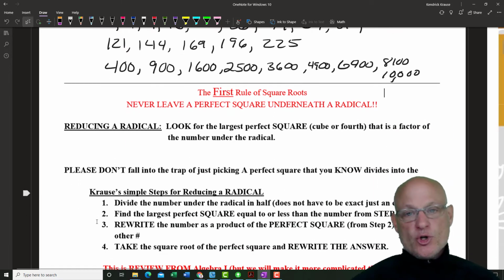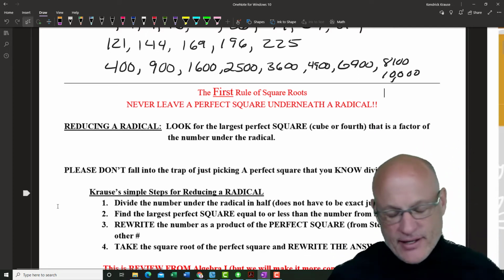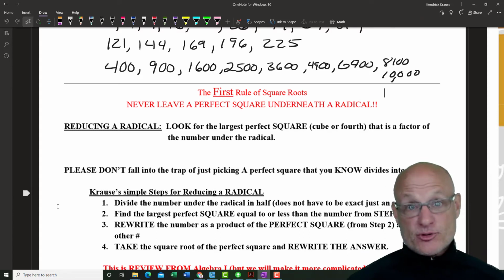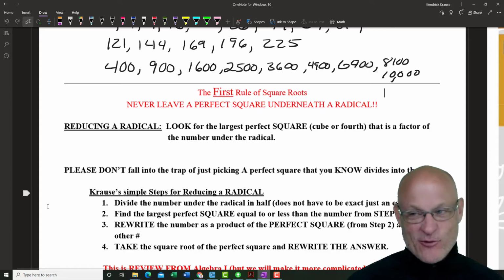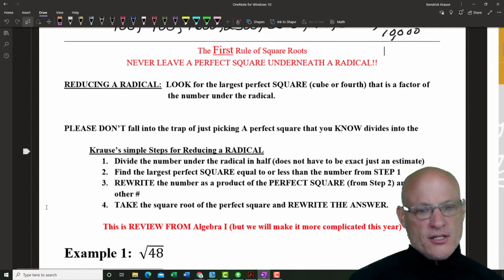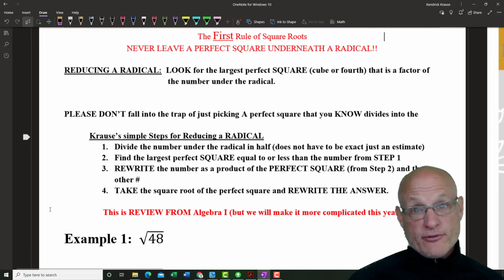So what we're going to do is we are going to learn to simplify radicals again. I know you did this in 9th grade, but then we're going to take it to an Algebra 2 level. I hope you enjoy this. That's a little foreshadowing to come. Don't just fall into the perfect square trap, like the one you know, right?